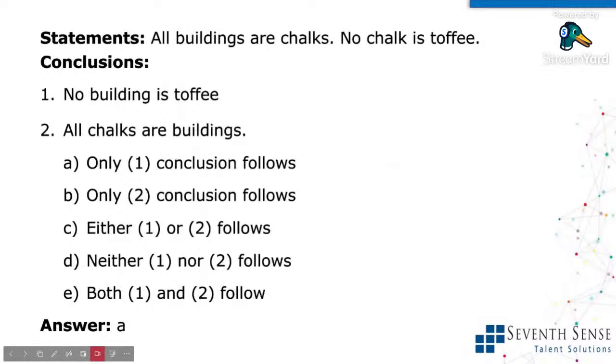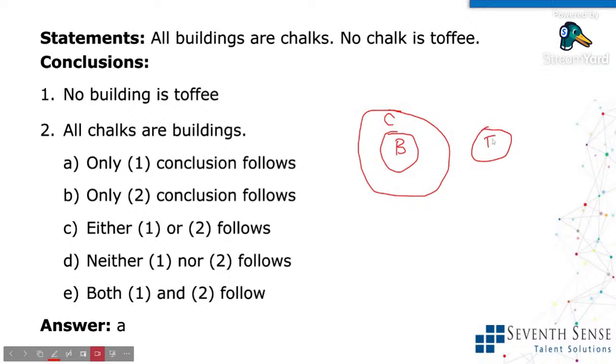Let's do this one over here because we have some different diagram. All buildings are chalks. Okay, no chalk is toffee. So toffee is going outside. Quickly I have to complete this diagram. Check again. No building is toffee. Yes, we are right. No building is basically a toffee.